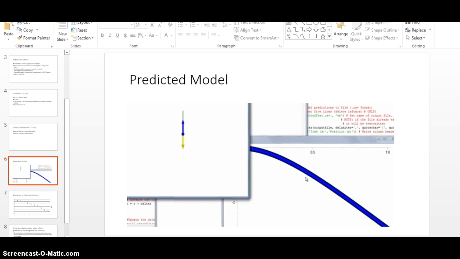So here I was able to find the predicted motion after using the code, and you can see that the force of gravity is pointing down as well as the drag force pointing in the opposite direction as SpongeBob falls down to the ground.